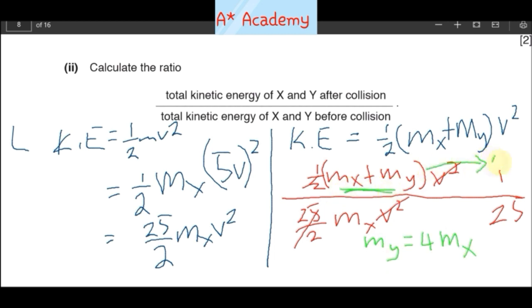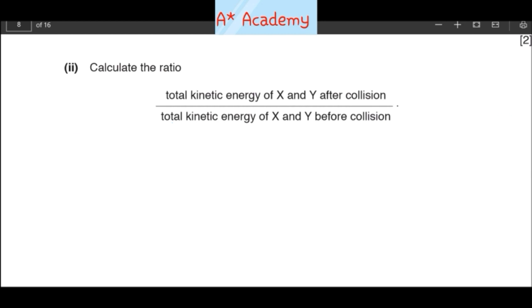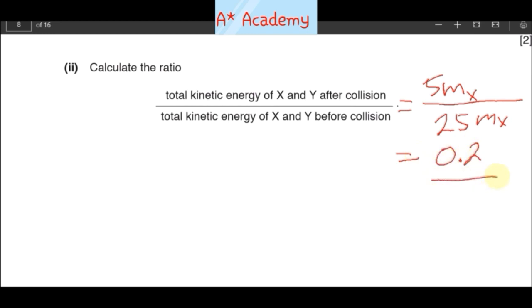equivalent to 5 mx. So we have 5 mx over 25 mx. So the ratio will simplify to give us 5 mx all over 25 mx, and this simplifies to give us 0.2. That's the ratio there, 0.2.